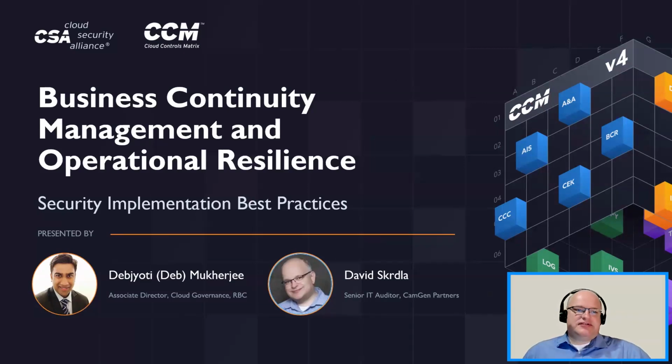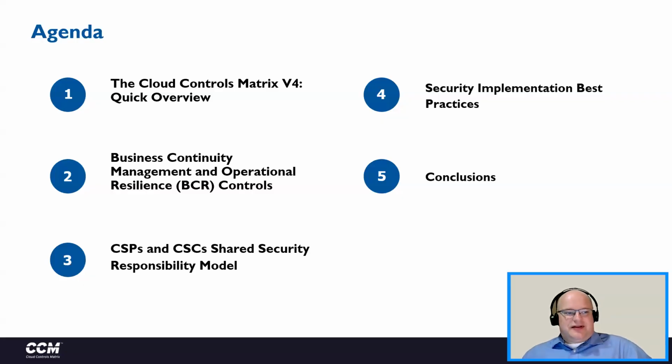Today, we will look at the business continuity management and operational resilience domain of the Cloud Control Matrix, and we are ready to get started. The controls of the BCR domain focus on safeguarding critical business processes, infrastructure, and services, minimizing the impact of disruptions, and ensuring business continuity in the face of potentially disruptive events. Today, we will briefly discuss the context of the CCM and the shared responsibility aspects of the BCR domain, and then we'll dig a little bit deeper into some best practices for implementation of the controls.